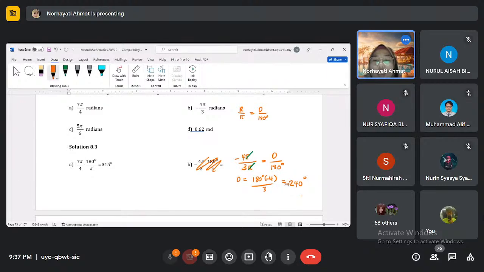Boleh kelas? Sebab kita ada negatif angle. Kalau negatif 4/3 pi maksudnya it start from x axis and the angle for the ray move in clockwise direction. Clockwise, dia ikut arah jam. So sebab tu negatif angle. Okay, so kita dapat negatif 240 darjah.